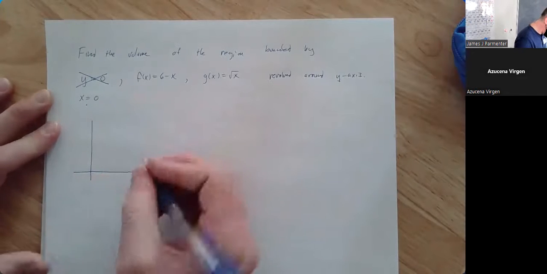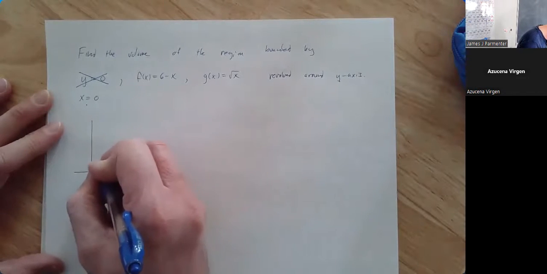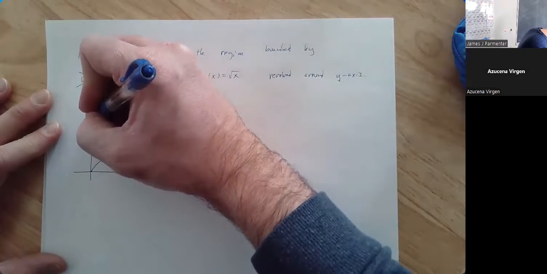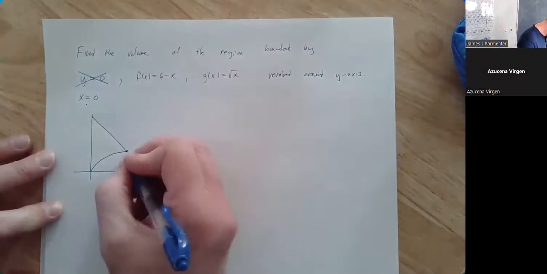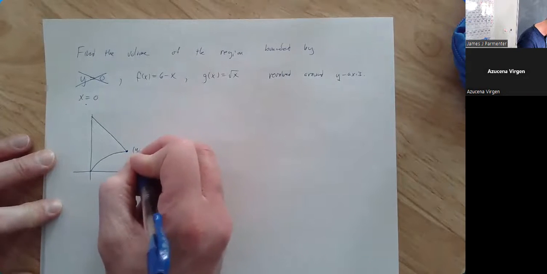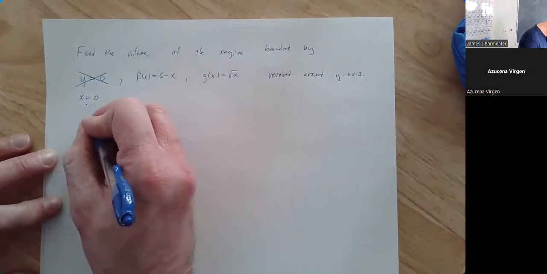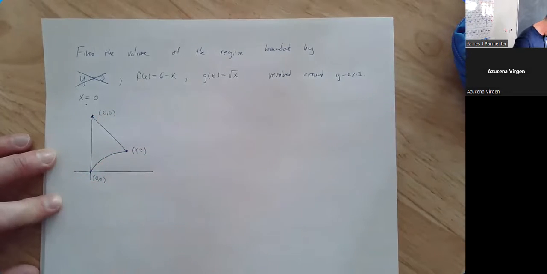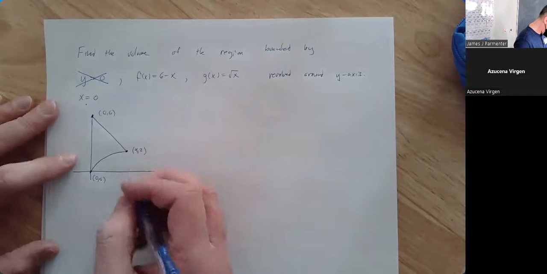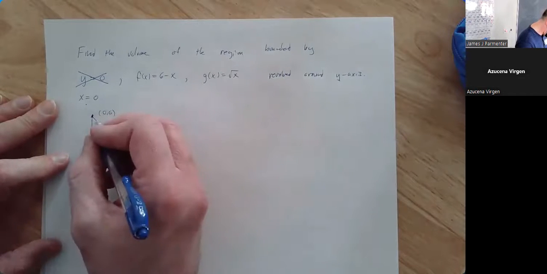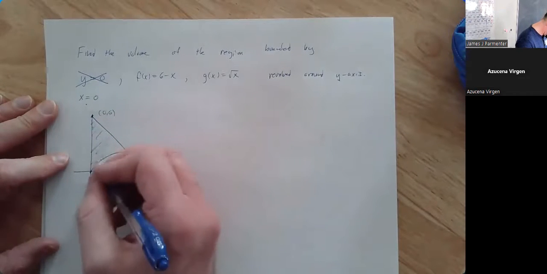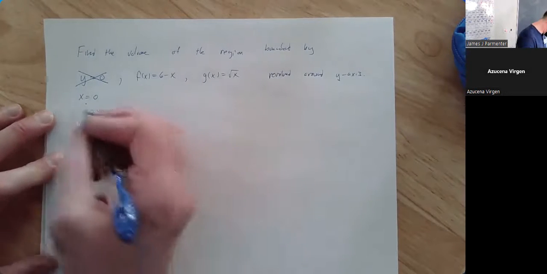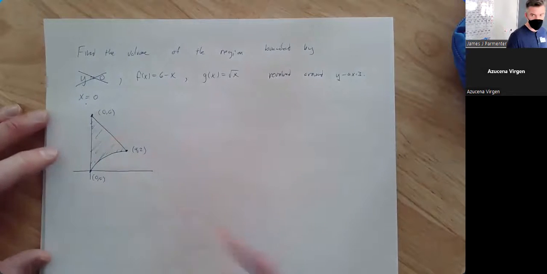I'm just going to draw the region. It looks like this. We get to the point (4, 2), to the point (0, 6), (0, 0). And right, there's my whole region. This square root function would continue on that way, and this line would continue down that way, but I just want the region bounded by those two things.